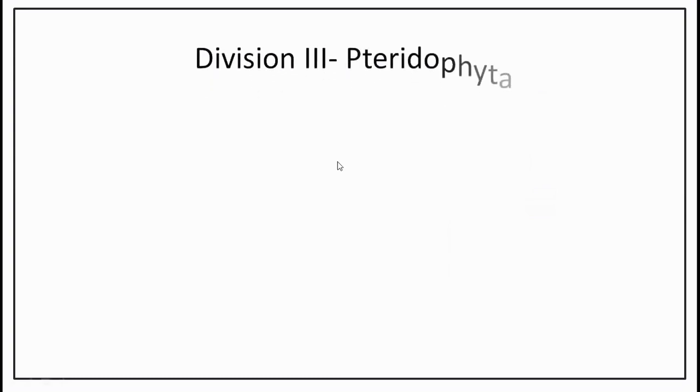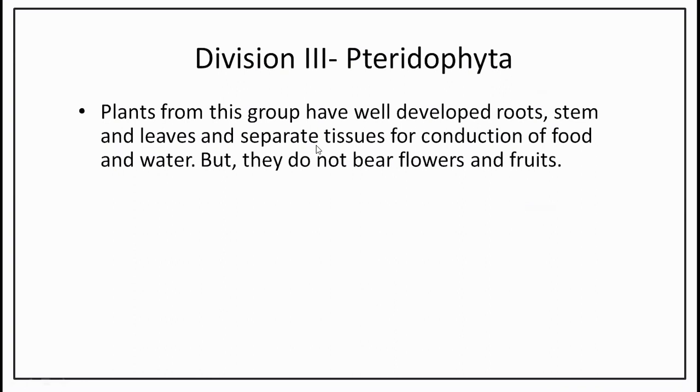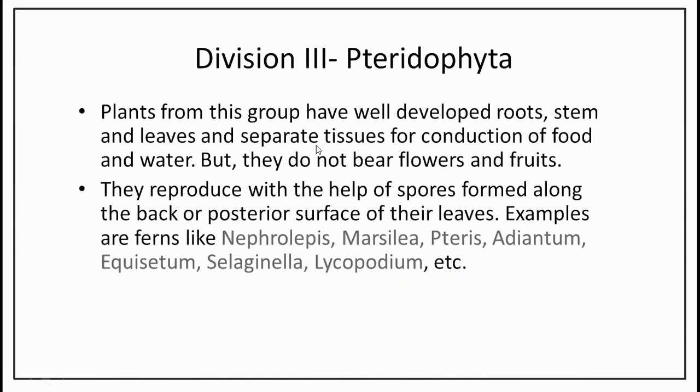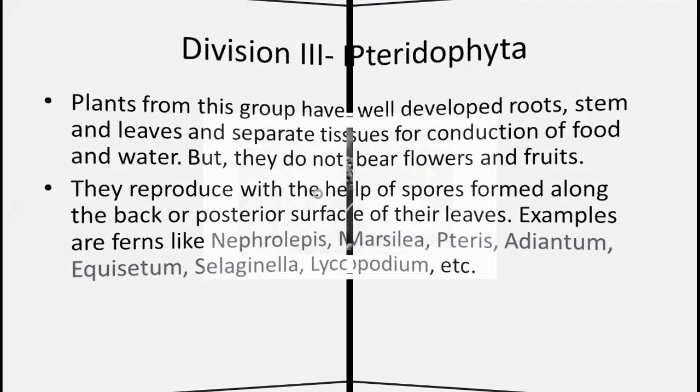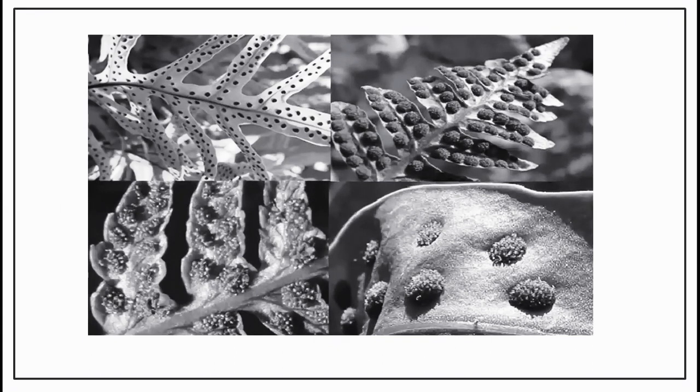Then you learn the third group, the Pteridophyta plants. They have a well-developed root, stem and leaf, and they have separate tissue for conduction of food and water. They do not bear flowers and seeds. Observe this diagram. Here you have one example of Pteridophyta, that is the Nephrolepis fern.